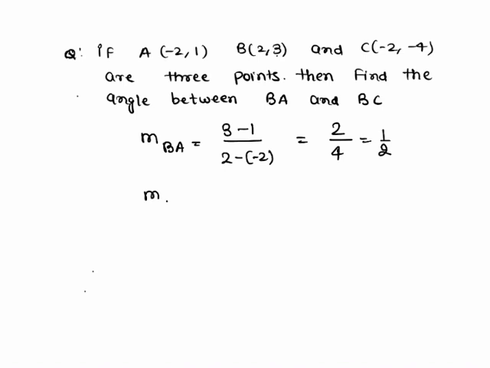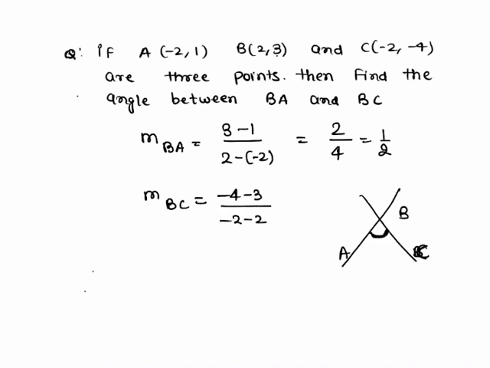Similarly, m of BC. The diagram will come like this, so this is B, this is BA and BC, and this is the angle we have to find out. So m of BC is (minus 4 minus 3) divided by (minus 2 minus 2), so minus 7 divided by minus 4. That will come 7 by 4.